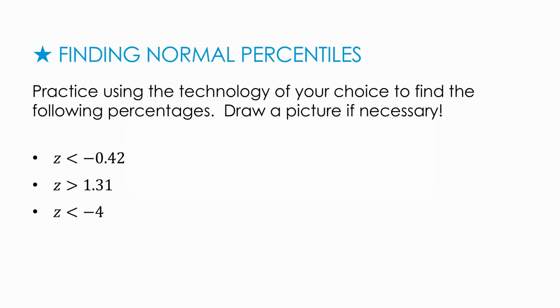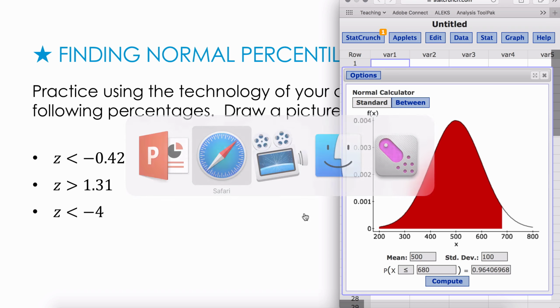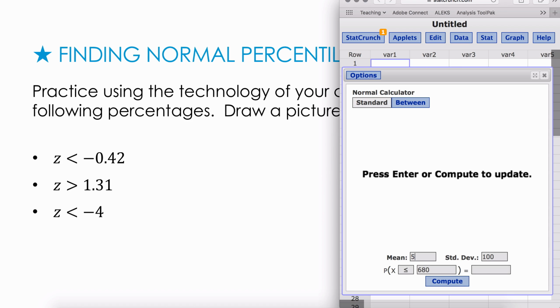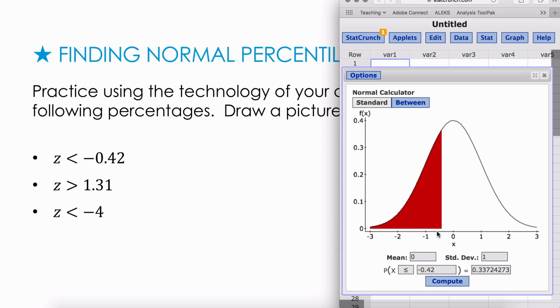So let's do a little bit of practice. I want to find the probability that z is less than negative 0.42. Now, notice that this is a z, which means I can't have this 500, 100 in here. So 0, 1, and then here I want less than negative 0.42. And again, notice that negative, I knew that should be to the left of 0 because that would make it a negative value, and that means this should be less than 50%. So my answer is 0.337.